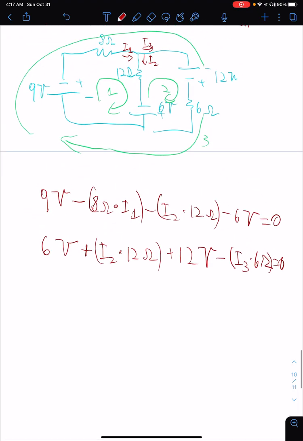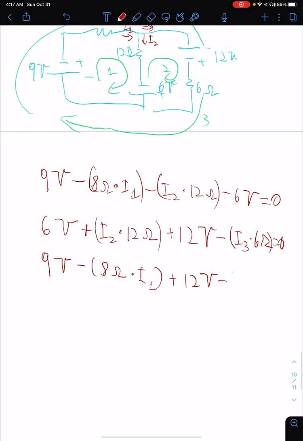And then our third loop is our big one. So let's go 9 volts minus 8 ohms times I1 plus 12 volts minus I3 times 6 ohms is equal to 0. And now we're just going to do massive algebra.